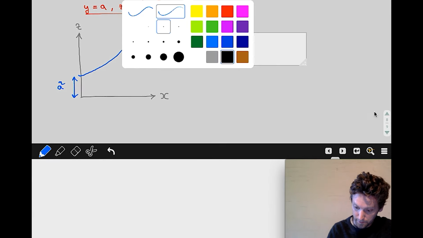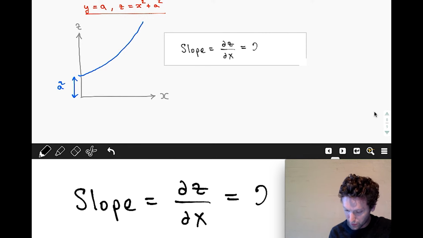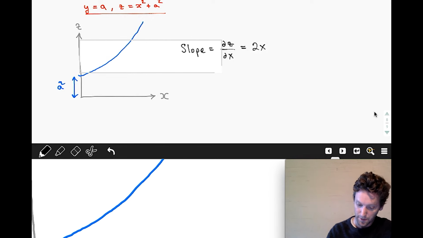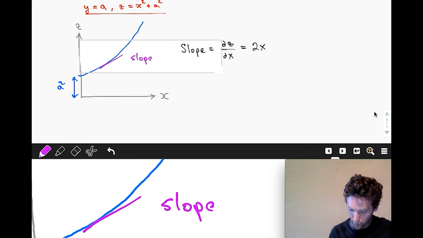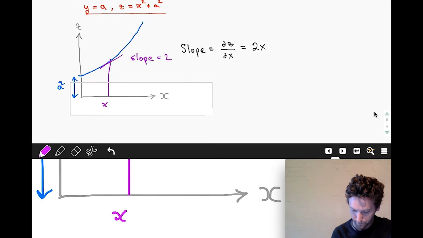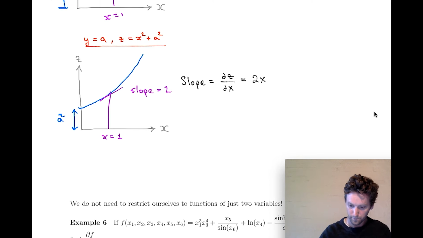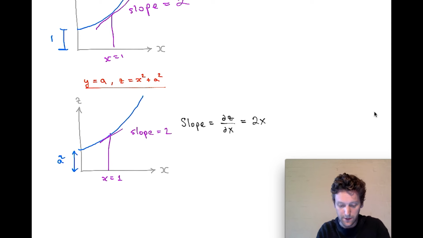So what's the slope here? The derivative of z with respect to x is going to be given by 2x. It treats a like a constant, so the derivative of that is 0. So again, I get exactly the same formula, and I can calculate what the slope is at a particular point. For example, x is equal to 1, and I get a slope of 2 times 1 equals to 2. And that's at x is equal to 1. So this is how we can interpret partial derivatives. They're really just the slope of our function in a particular direction, and all other directions are treated as if they're constant, so they can't affect the slope.